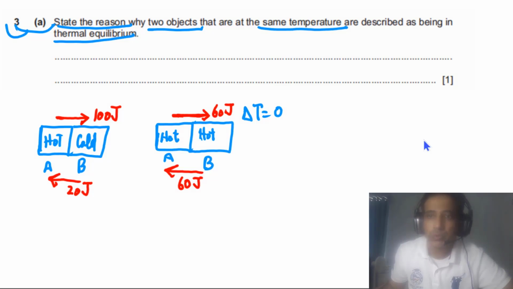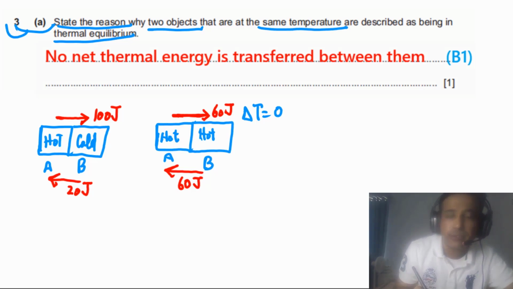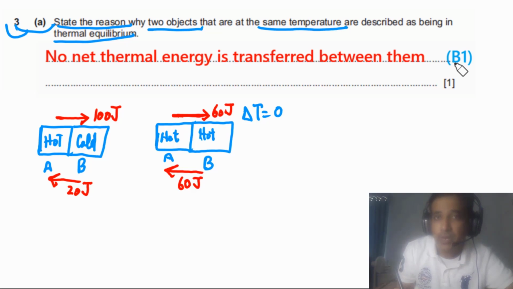Now let me show you the answer. So this is how you can write down your answer. If you write down this one sentence, you will get 1 mark, and this is a B mark, meaning it has to be in your answer.